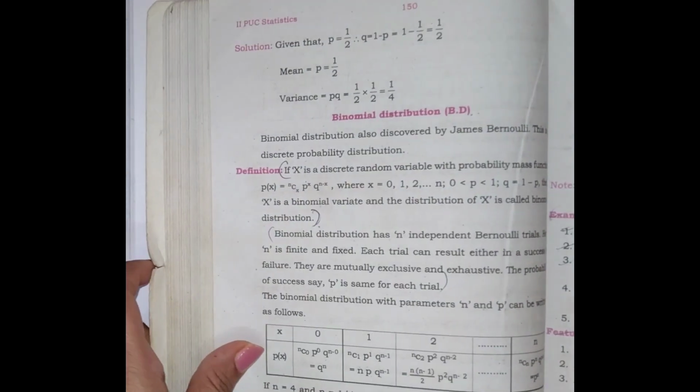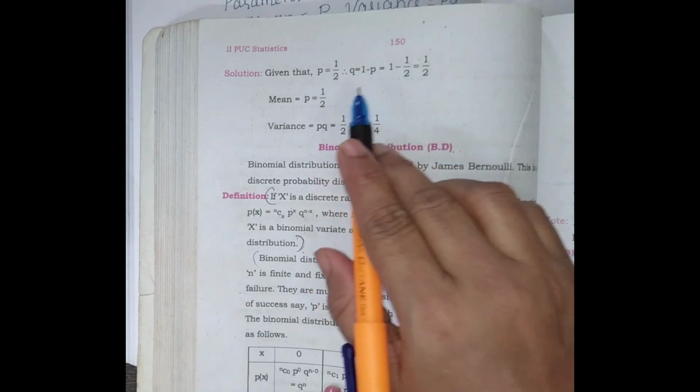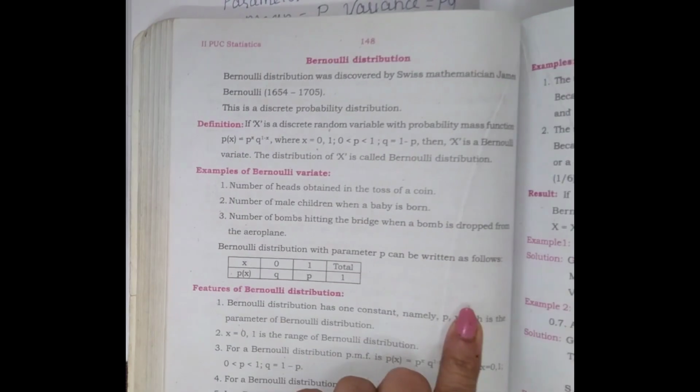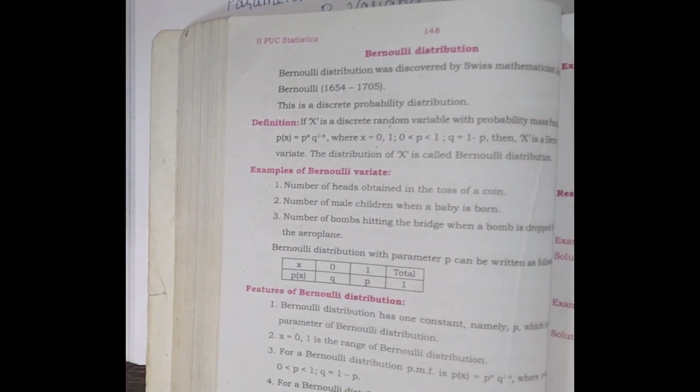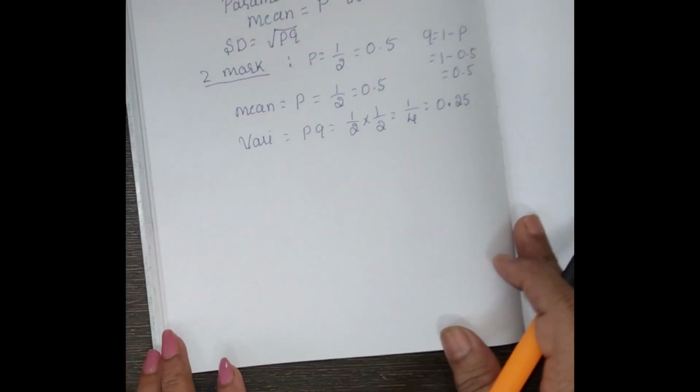These types of examples they ask in the 2-mark question. In a final exam, these examples of Bernoulli distribution are compulsory, they must ask. Okay, come to the binomial distribution. I am writing the features of a binomial distribution.